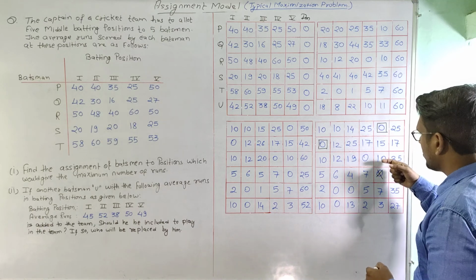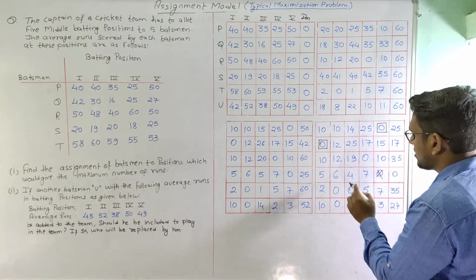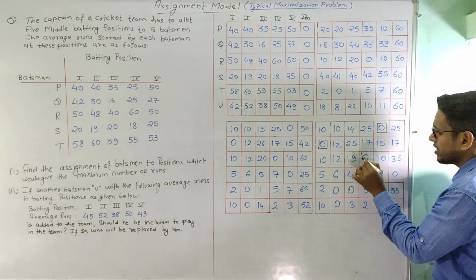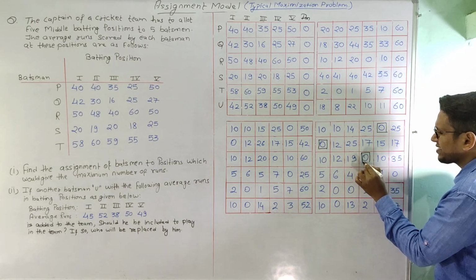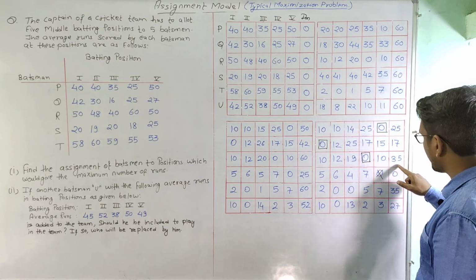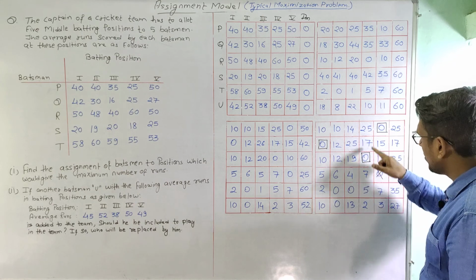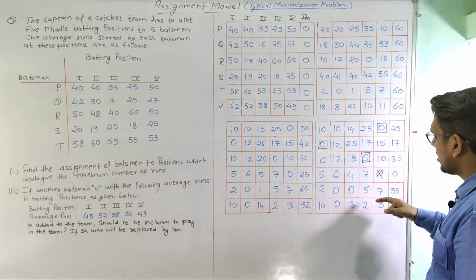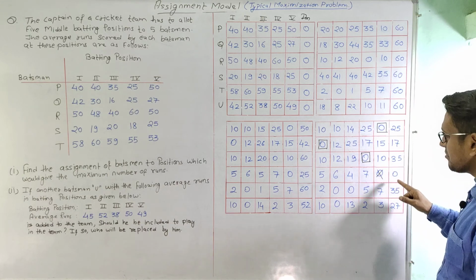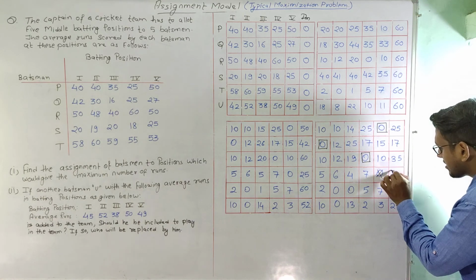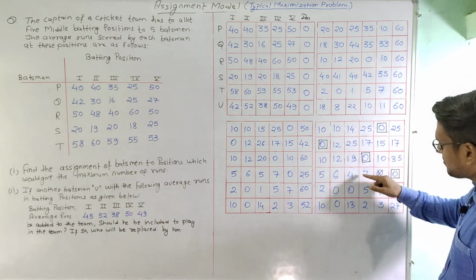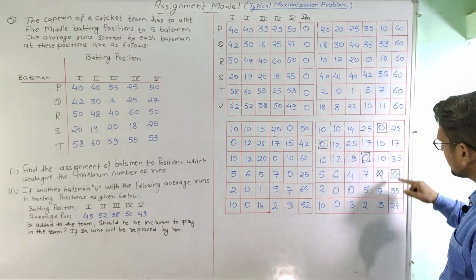Now moving on to row 3. In row 3 also we can see that we have a single 0 present, so we will assign this, and once this has been assigned, no more assignment can be done in this row and in this column. Now moving on to row 4, we have a single assignable 0 present here, so we will assign this, and once this is assigned, no more assignment can be done in this row and in this column.